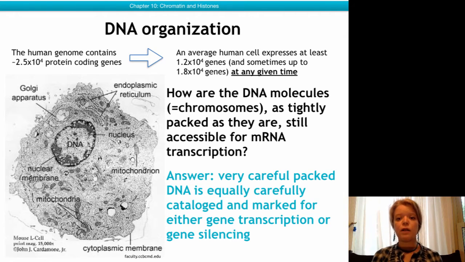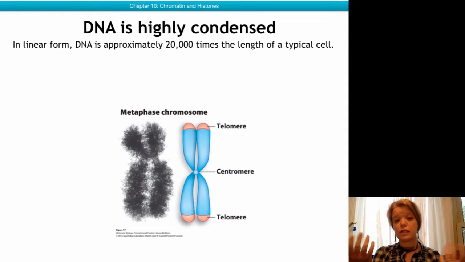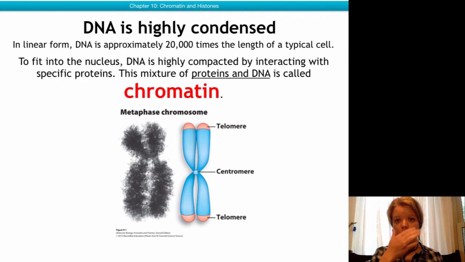So how is that done? Well, the carefully packed DNA is also very carefully cataloged and marked, and the different regions of the DNA are set aside either for gene transcription or for gene silencing, preventing mRNA production from that area. And all of this has to, of course, be tightly regulated. So how's this done? It's of course done with proteins. It's the proteins that catalog and mark the DNA in various ways.